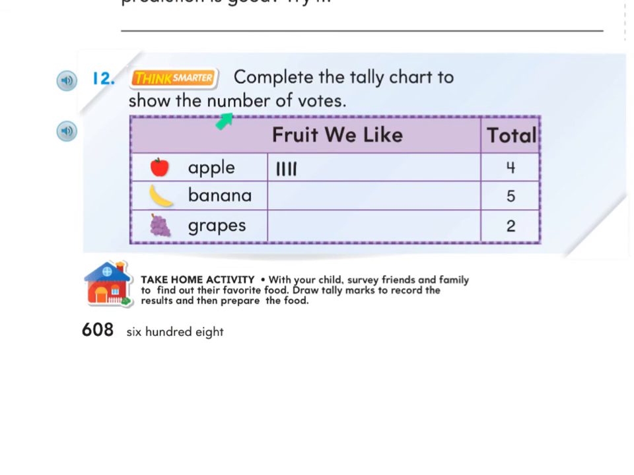Then down at the bottom, it says complete the tally chart to show the number of votes. Fruit we like. Now we already have all the totals. We have 4, 5, and 2. So what you need to do is fill in the missing tallies to show those totals for the fruit that they like, apples, bananas, or grapes.